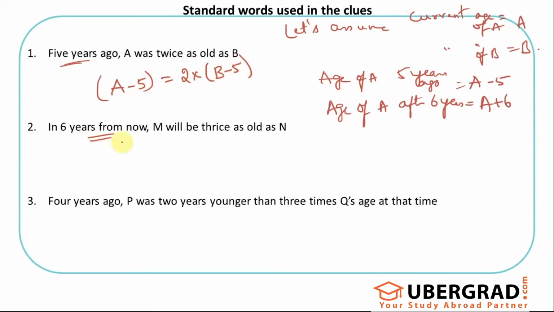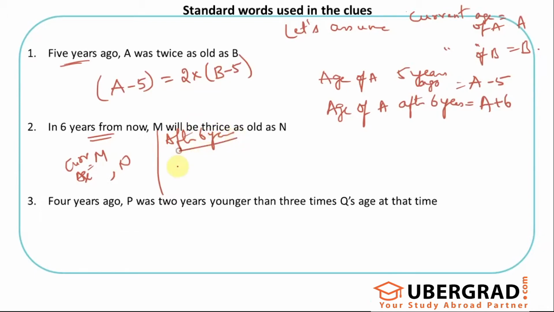In 6 years from now, M will be thrice as old as N. What will be M's age, if the current age of M is M and the age of N is N? These are current ages. What will be the age of M after 6 years?